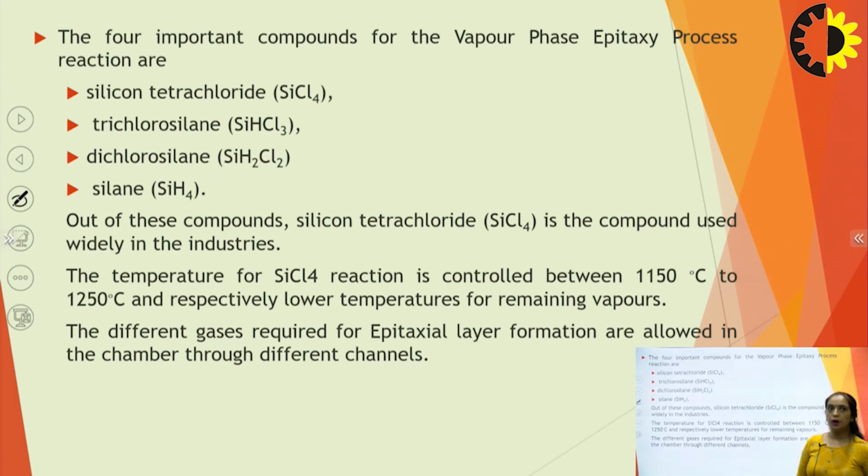So, 4 important compounds for the vapor phase epitaxy process, VPE, are listed below. First one is silicon tetrachloride, then trichlorosilane, then dichlorosilane and the silane. Out of these 4 compounds, silicon tetrachloride is most commonly used in the industries, and the temperature for this SiCl4 reaction is controlled between 1150 degree C to 1250 degree C respectively, and for the other compounds we have lower temperatures. The different gases required for the epitaxial layer formation are allowed in the chamber through the different channels.